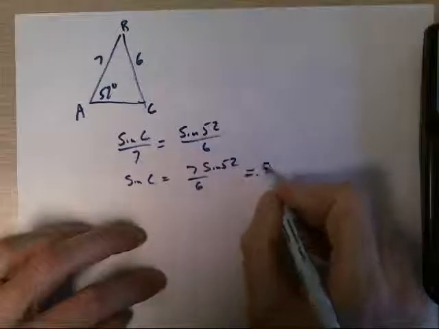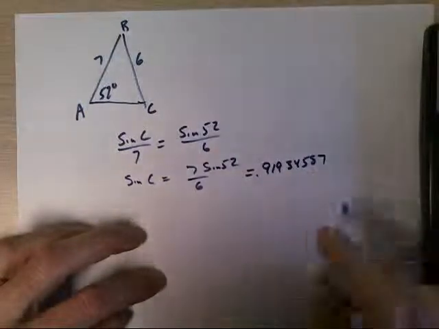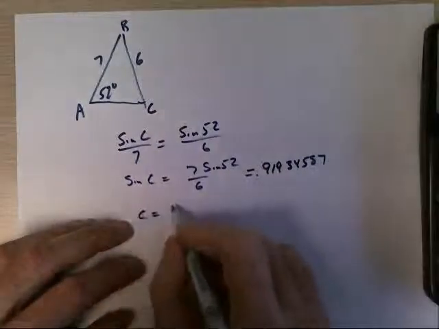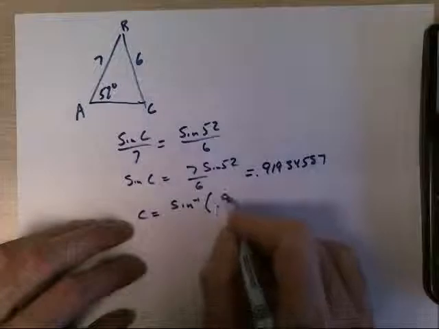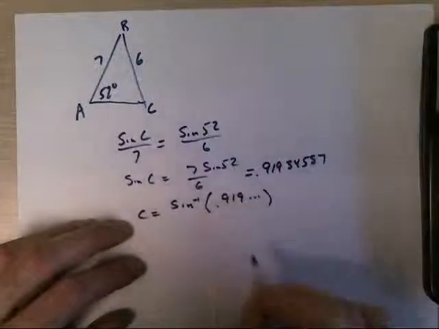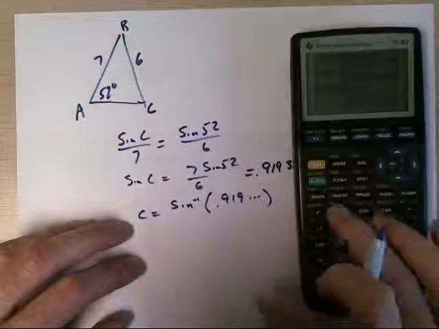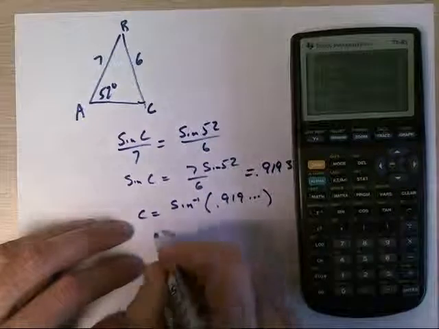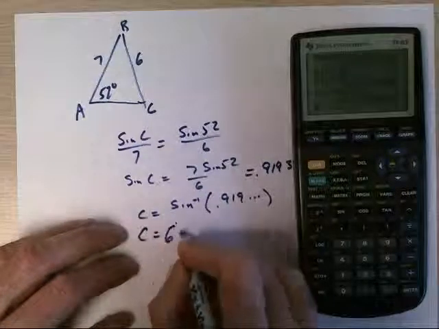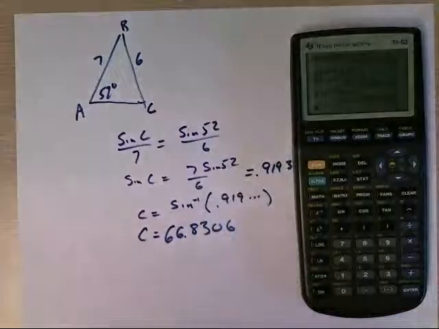All right, this is 0.919345, whatever, and so on. So C is going to be the sine inverse of 0.919, and so on. So on my calculator, I'm going to say sine inverse of the previous answer, and it tells me C is equal to 66.8306.